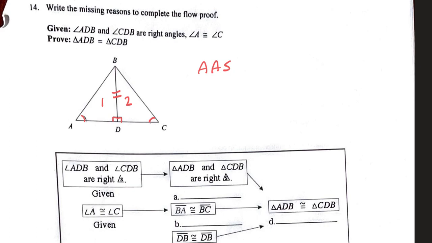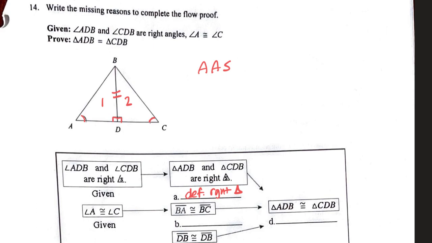The two triangles are right triangles. Well, that's definition of right triangles. Segment BA is congruent to segment BC.